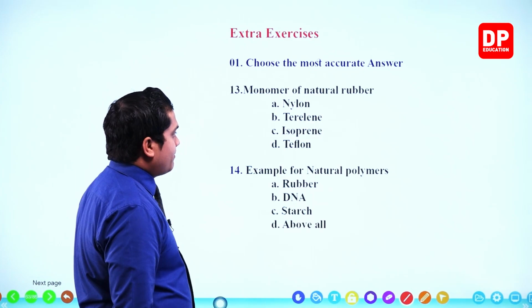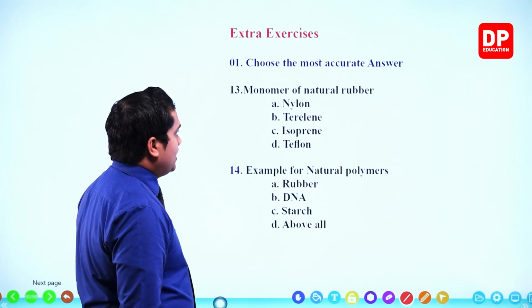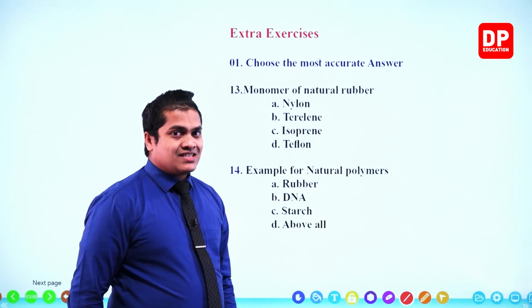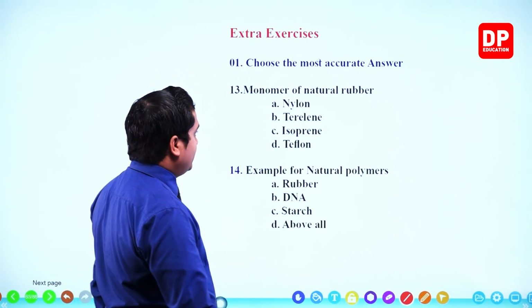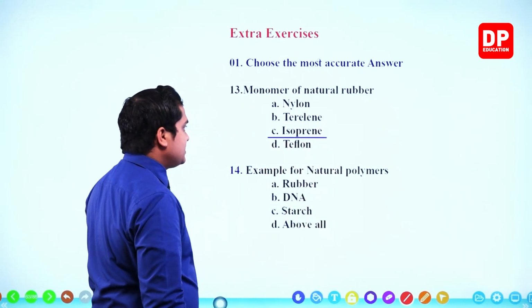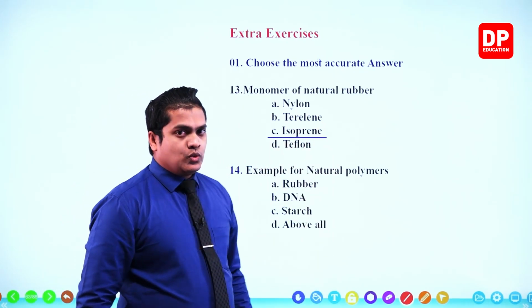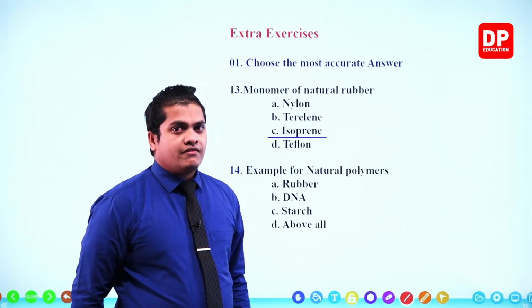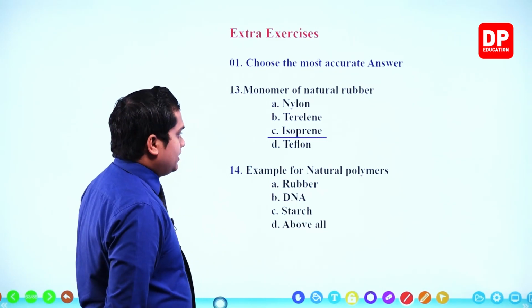Monomer of natural rubber. Very simple, my dear children. The monomer of natural rubber is the molecule referred to as isoprene, right? Isoprene is the molecule which is used to create natural rubber. Okay, so that is the monomer of natural rubber. And the next question.